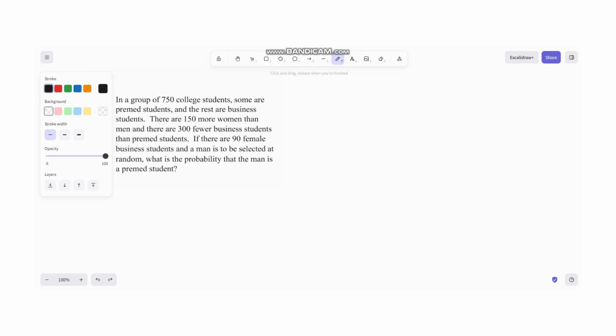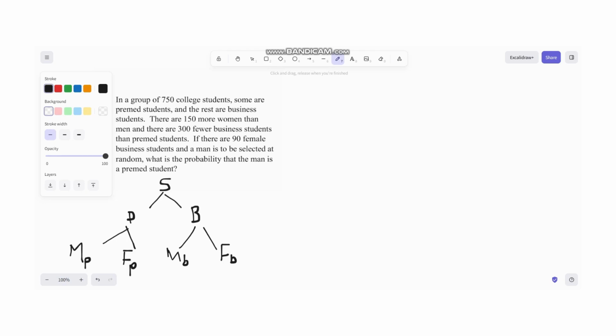In a group of 750 college students, some are primary students and the rest are business students. So immediately from the get-go, I noticed that there are two types of college students. Let's make a student tree. There are primary students and there are business students. And we also talked about male and female, men and women, basically the same thing. Let's say there are male primary students, there are female primary students, there are male business, and lastly female business students. Let's form the equation out of the first sentence.